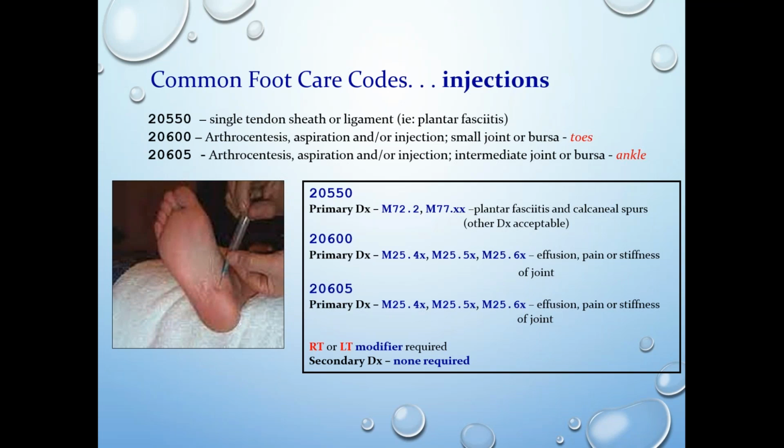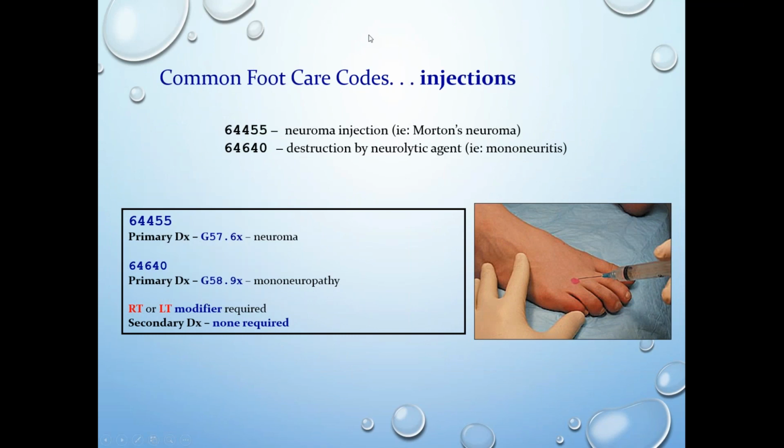20600, diagnoses for effusion or pain in joints. And in this case, when talking about the injections, the RT or LT modifiers are definitely required, where no secondary diagnosis is required on these.